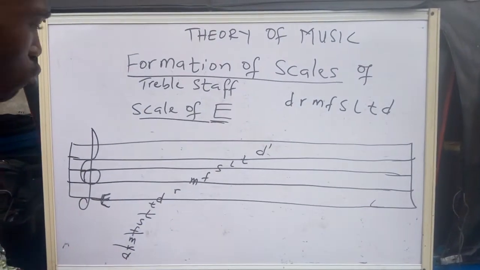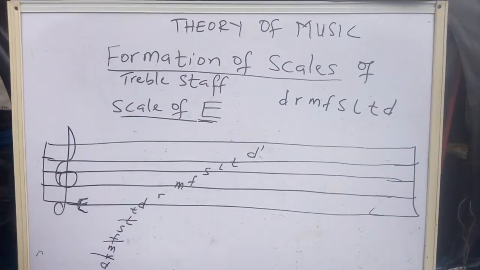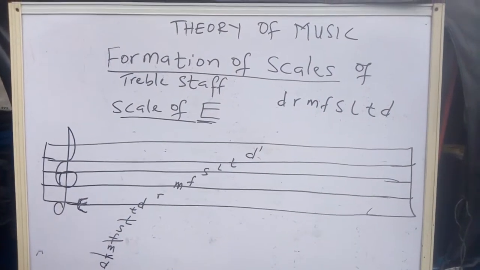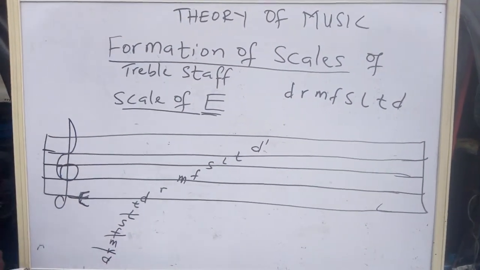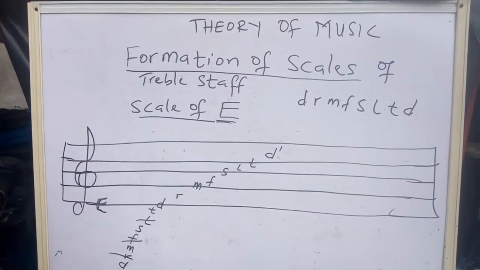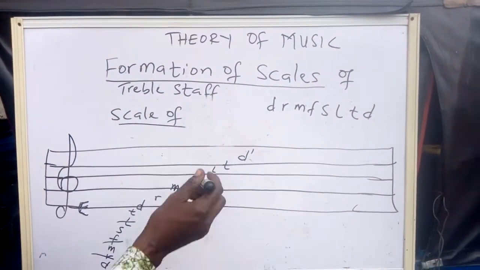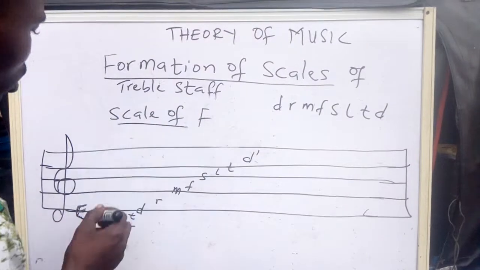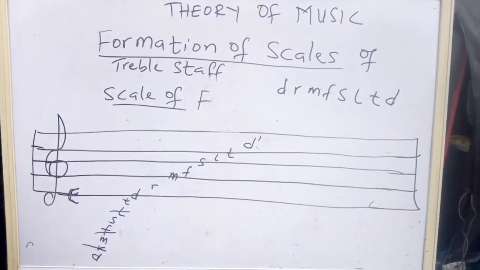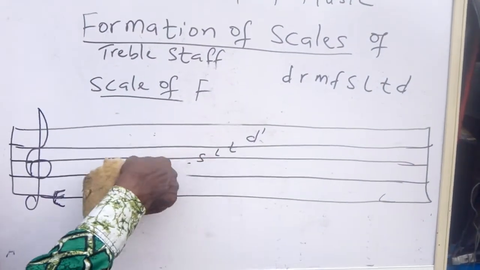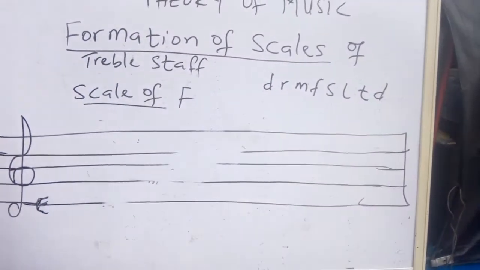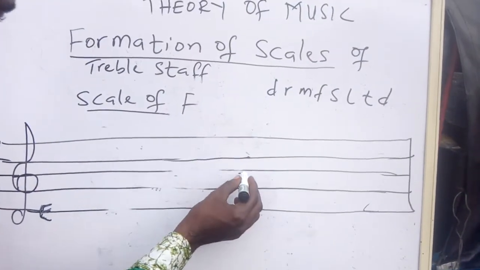Next one we are going to do here now is to try and form the scale of G on the same treble staff, or let's try and form the scale of F or normal F. Let's do that of F. So if we want to do that of F now, we'll clean it off. So let me draw the scale again.